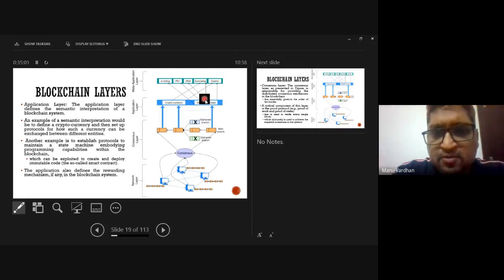Then we have smart contracts. Smart contracts are very important. This is something which I have discussed in the previous slide also. Smart contracts are really smart, and why they are smart, and why we are calling them smart, I will let you know.